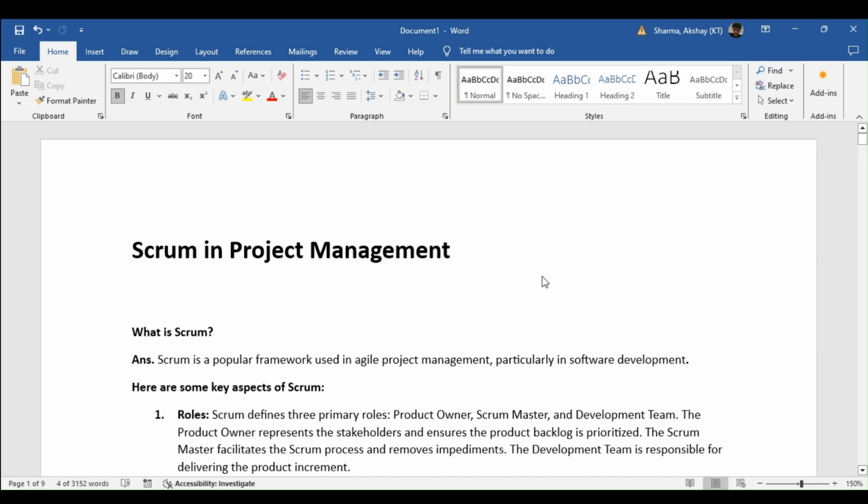So today our topic is Scrum in project management. We will discuss what exactly Scrum is, what the key aspects in Scrum are, and the ceremonies in Scrum. These will be the two topics that we will be discussing in detail today, and it's one of the most important topics in project management.